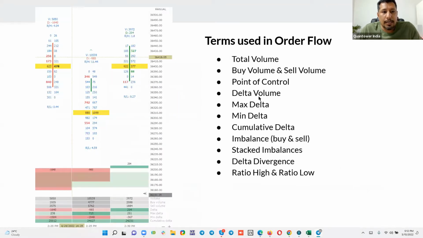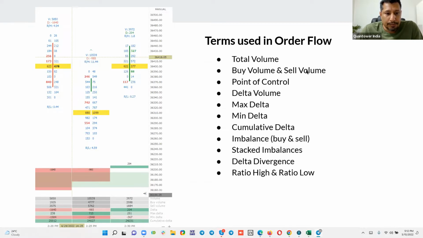So let's look at the order flow chart itself in detail. What are the things that we need to look at? Total volume is the volume that is traded in an interval. You can see the volume here. If you look at the last bar that we are looking at, you can see 3,972 lots traded in this particular interval.